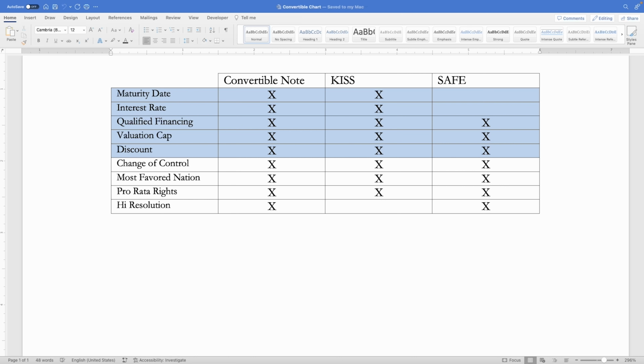Change of control is not highlighted because it's very rare, because basically what that means is if your company gets bought before you raise a later round. And so what you'll typically do is early investors will get their money back plus some sort of premium. Most favored nation is where if you're doing more convertible securities, right? Not a price round, but if you're doing more convertible securities and you offer those later people better terms, you have to go back and give that to the early investors.